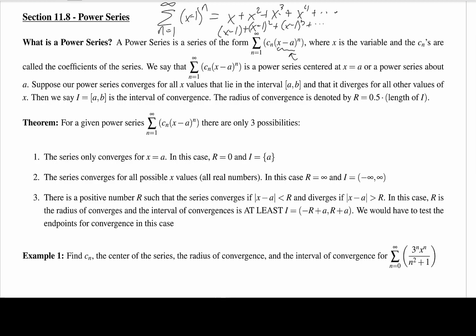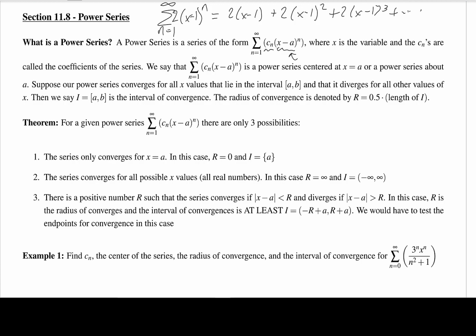Now let's say I want to change the coefficients of all of these. Suppose I wanted all the coefficients to be 2. Then I could throw a 2 inside of here. And now this is going to be 2 times x minus 1, 2 times x minus 1 squared, 2 times x minus 1 cubed, and so on. And so this c sub n is called the coefficients of our series.